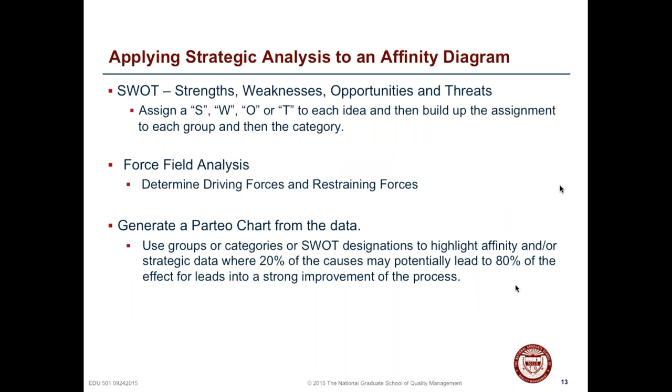Okay, this is applying the SWOT analysis to our affinity diagram. All of our headers and ideas that we had on the affinity diagram, we'd break down into our SWOT, our strengths and weaknesses. Also, we would do the same with the force field analysis. We'd have factors for and factors against. And then we would use a Pareto chart for the groups of categories or the SWOT designators to highlight strategic ideas, which were 20% of the cause. It may potentially lead to 80% of the effects, which leads into strong improvement of the process.